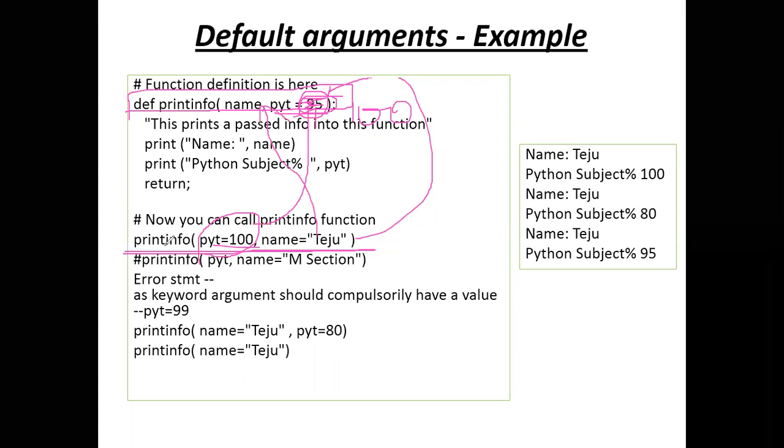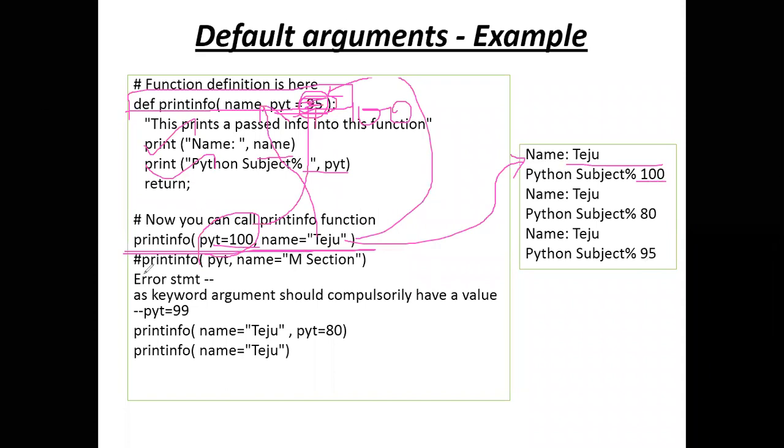So while I'm printing over here, print info, isn't it? It comes over here, and here I'm asking it to print name and print pyt. So here it is printing the name I have given. The name I've given here is Teju, and the percentage pyt value I've given is 100. So that 100 will be taken and it will be printed.